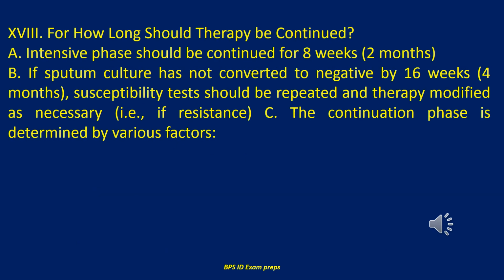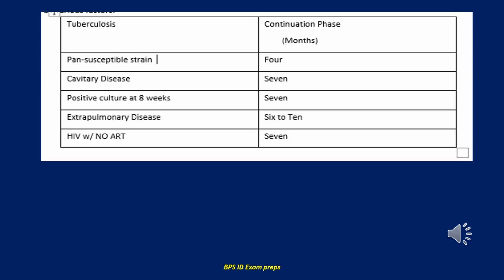For how long should therapy be continued? A. The intensive phase should be continued for 8 weeks, that is 2 months. B. If sputum culture has not converted to negative by 16 weeks, that is 4 months, susceptibility tests should be repeated and therapy modified as necessary, i.e., if resistance is detected or reported. C. The continuation phase is determined by various factors. Pause the video and scrutinize the table.